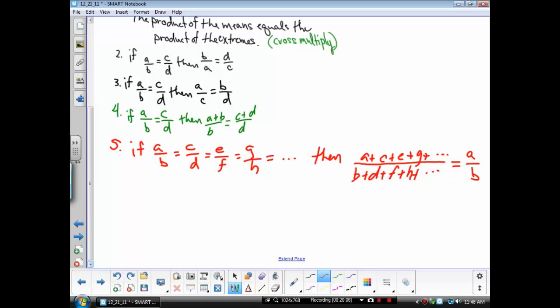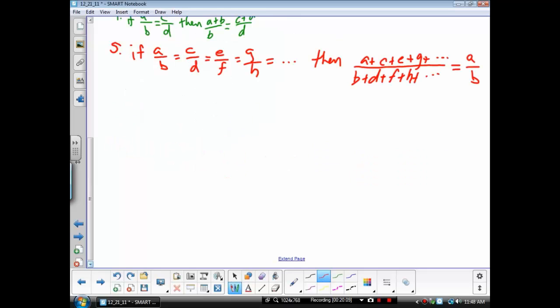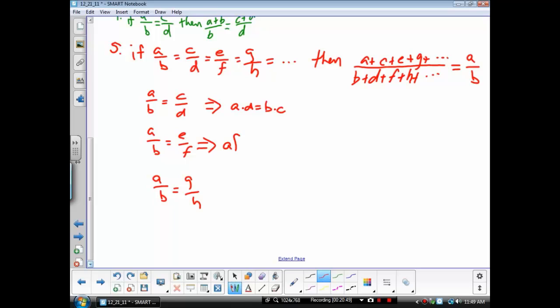Now the question would again be, why? Why is this? So taking a look at the means extremes property of all of these with A over B. So A is to B as C is to D, compared to A is to B as E is to F, compared to A is to B as G is to H. And when we look at the means extremes property for all of these, this one yields A times D equals B times C, like we've been working with. This one yields A times F equals B times E. This one yields A times H equals B times G.